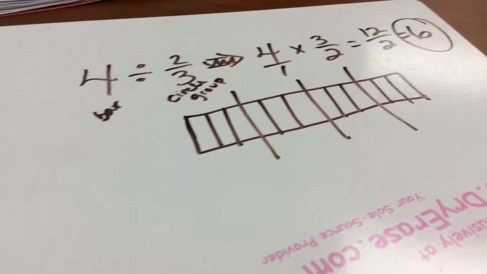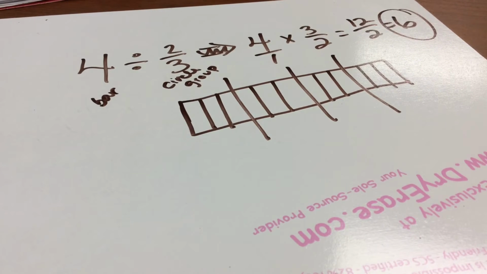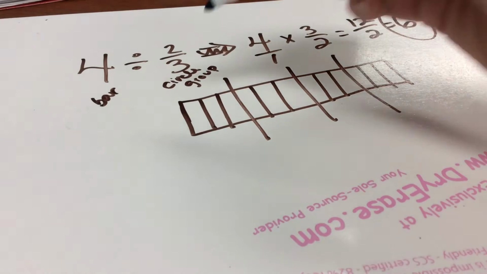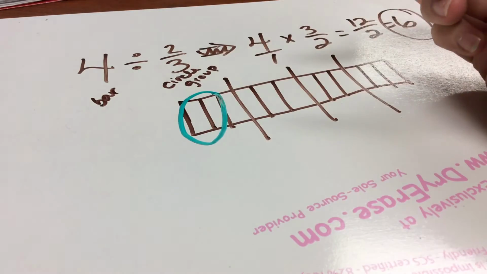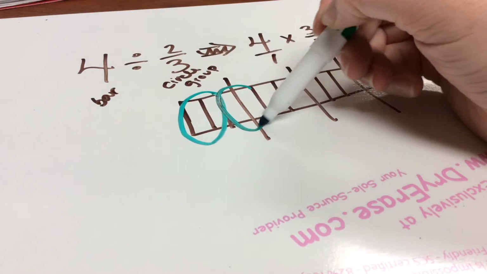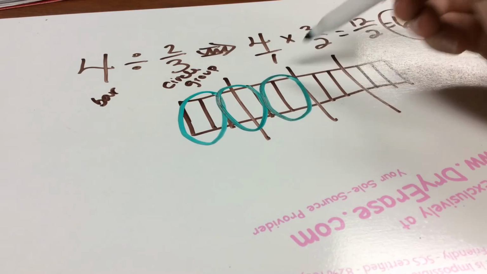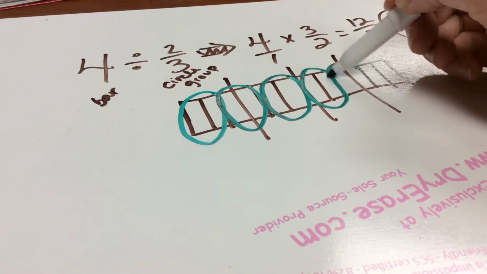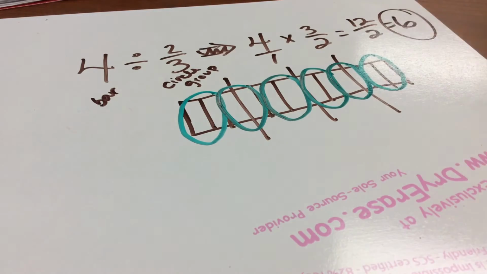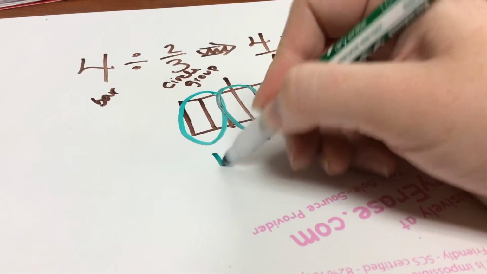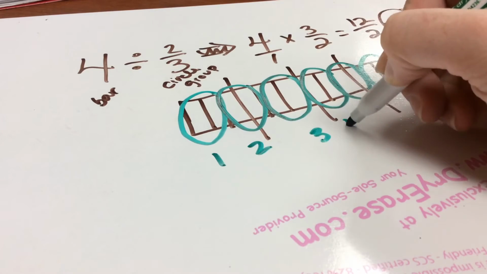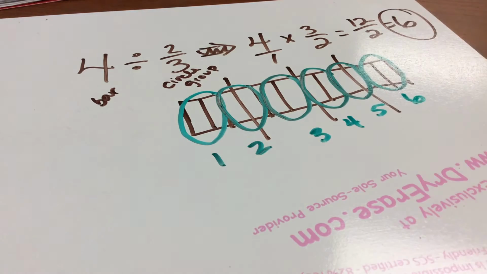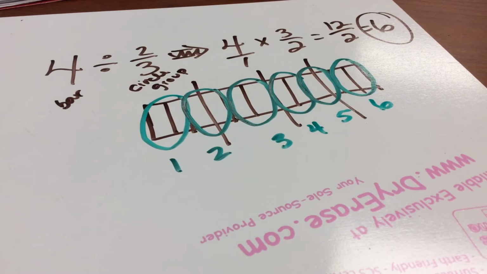What you're going to circle or group together. So here is one group of 2/3. Here's another group of 2/3, another group of 2/3, another group, and another group of 2/3. So I kept circling 2/3 all the way down. So we have 1, 2, 3, 4, 5, and 6 groups of 2/3. Because 4 divided into groups of 2/3 is equal to 6 groups.